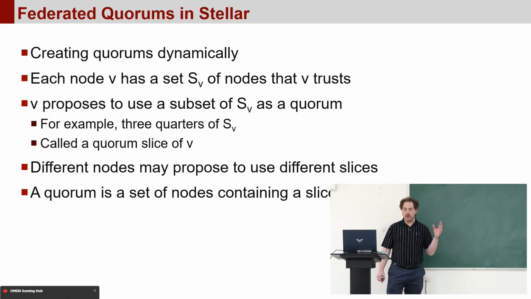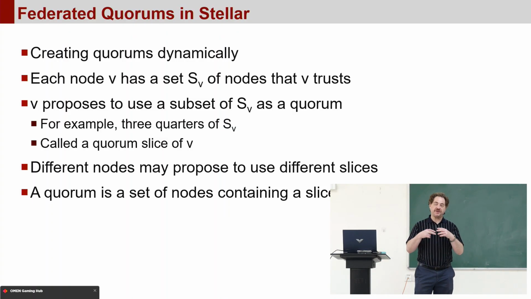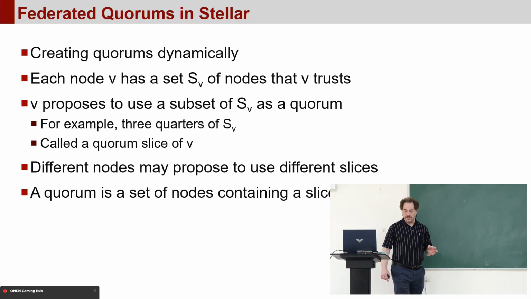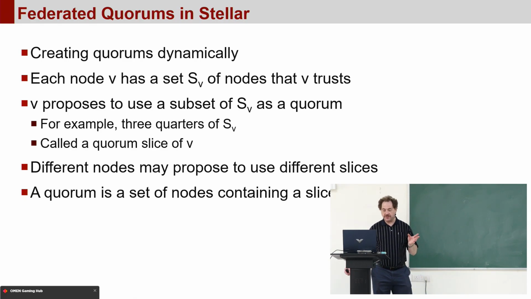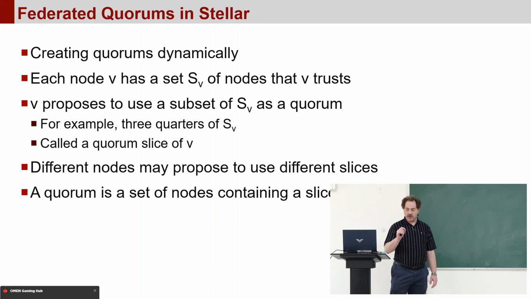So each node expresses its desire, specifying the other nodes that this node trusts, and those nodes would constitute the quorum for that node. And different nodes, of course, would propose different slices. And a quorum is a set of nodes that contains a slice for each of its members.